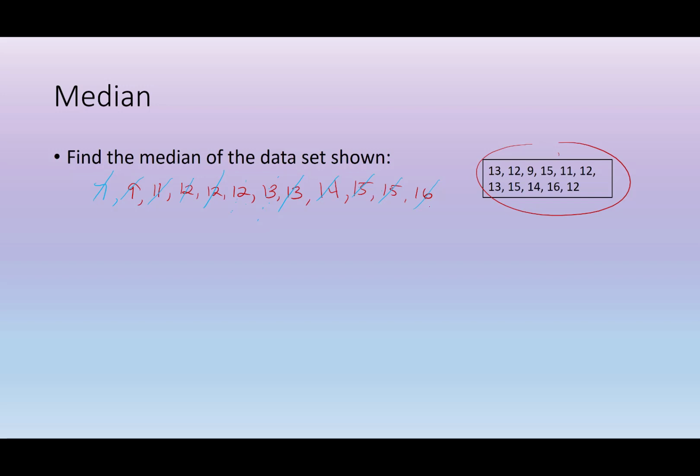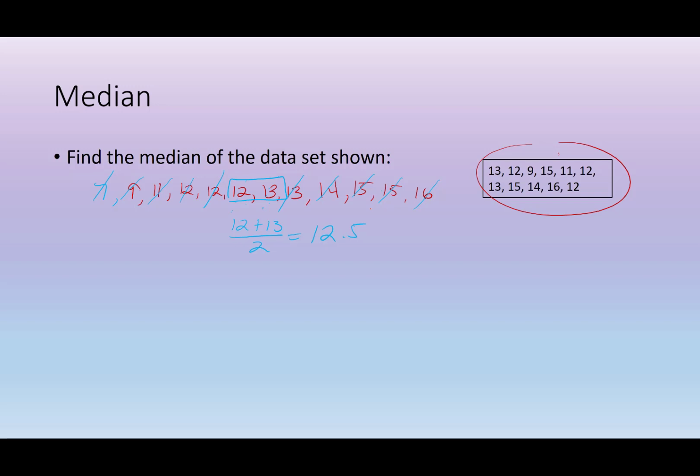So when I have an even number of data values in my set, I'm going to get down to where I have 2 numbers in the middle. Well, if that's the case, then we find the mean of these 2 numbers. So I would add them together. 12 plus 13 divided by 2 gives me a 12.5. So if that were the situation, then my median would be 12.5. So that's going to happen if you have an even number of data values in your data set.